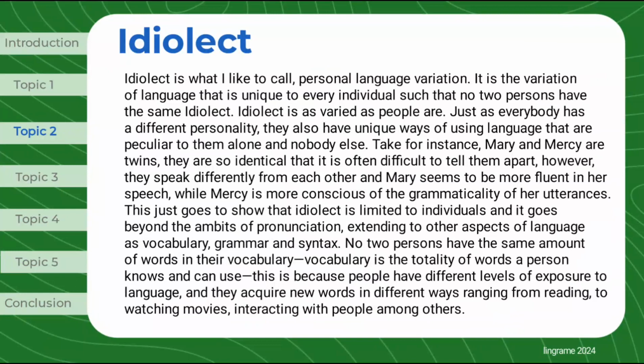Take for instance, people from Wales have a different accent from those with a cultural background in Scotland. Idiolect. Idiolect is what I like to call personal language variation. It is the variation of language that is unique to every individual, such that no two persons have the same idiolect. Idiolect is as varied as people are.